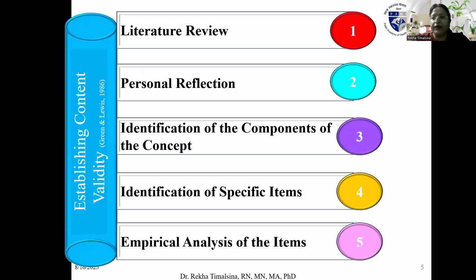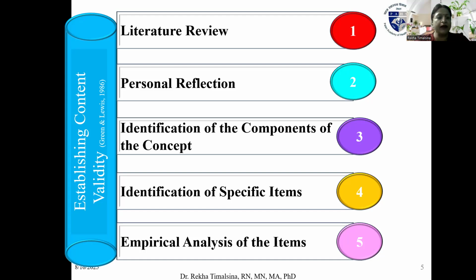According to Green and Lewis, establishing content validity can be approached through 5 key stages. The process begins with a literature review, where existing research and theoretical frameworks are explored to understand the concepts in depth. Next is personal reflections, which relies on the researcher's judgment and expertise to assess the construct. And the third stage is the identification of the components of the concept, breaking it down into its essential parts.